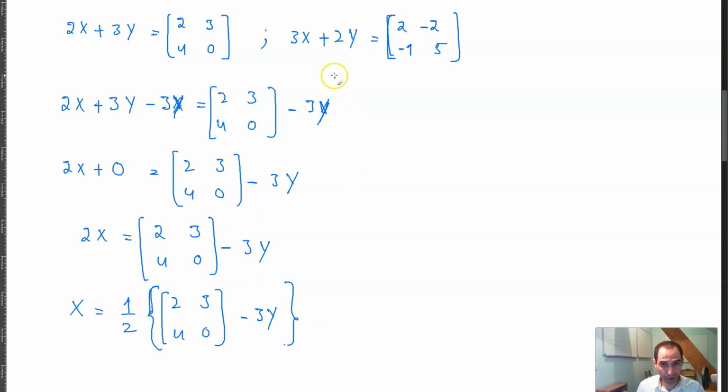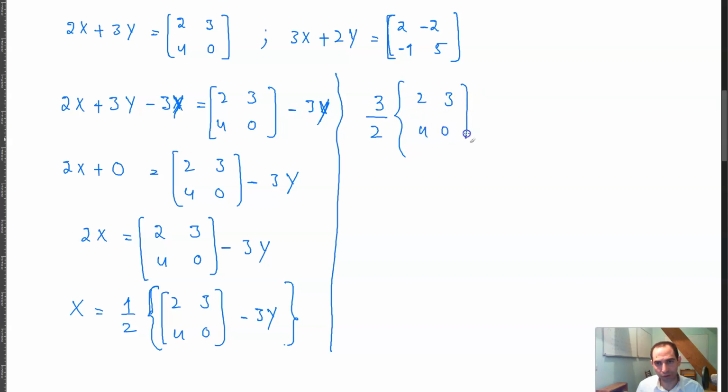Now you can put your X in this equation, meaning that you can write 3 times X. Instead of 3X, I'll write this whole expression, which is 3/2 times 2, 3, 4, 0 minus 3Y, plus 2Y is equal to 2, -2, -1, and 5.